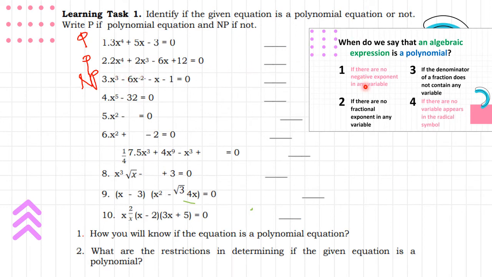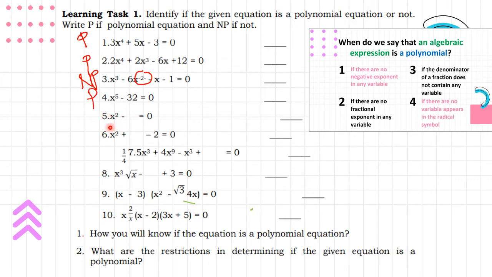Nabali niya yung ating condition dito sa number 1. Sabi dyan, no negative exponent. Pero dito, meron tayong negative 2 na exponent. So, for number 4, x raised to 5 minus 32. So, positive naman na exponent. Walang variable sa denominator. Walang square root. So, this is a polynomial equation.